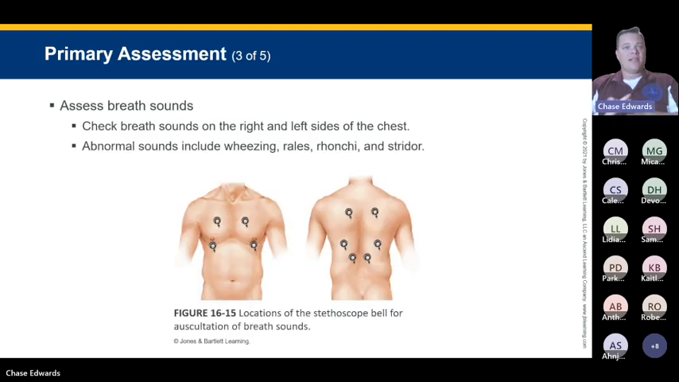All right, assessing breath sounds. You'll assess breath sounds. You'll check breath sounds on the right and the left sides of the chest. You see apex, apex, base, base on the left. And then we're looking for abnormal sounds that include wheezing, rales, rhonchi, stridor. And there's where you look at it in the back.